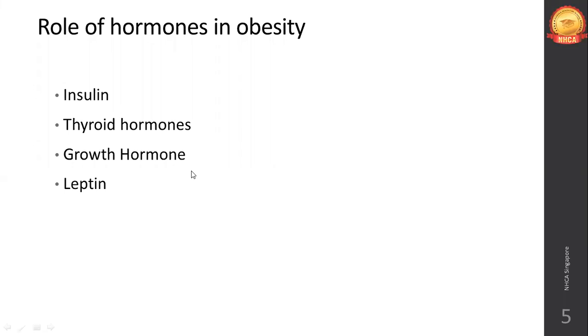Next is thyroid hormone. Serum total and free thyroxine levels are normal. But in obese patients, you will have a reduced number of cell receptors which are supposed to interact with the thyroxine hormone. Normal levels of thyroid hormones are present, but the cells that are supposed to respond to the thyroid hormones are not normal.